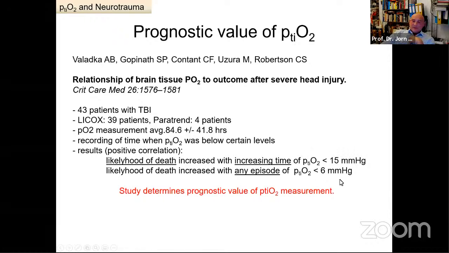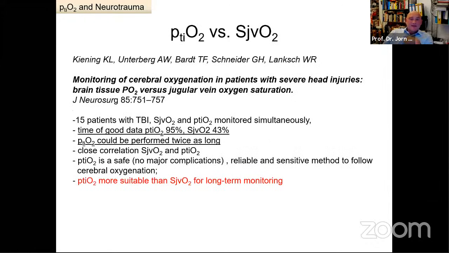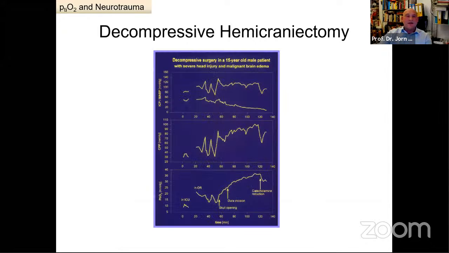So this gives us two good cutoff points when we actually have to start or increase our interventions. So this PO2 measurement versus the other modalities of O2 measurement. Again, the PO2 is more suitable. In this study, it was also the Berlin group. The PO2 measurement is more suitable than the jugular vein saturation measurement in these traumatic brain injury patients.